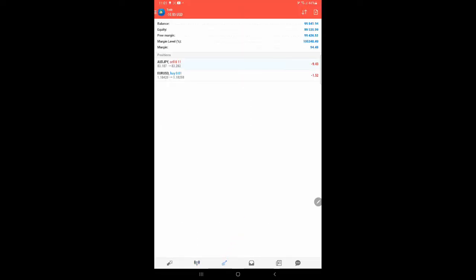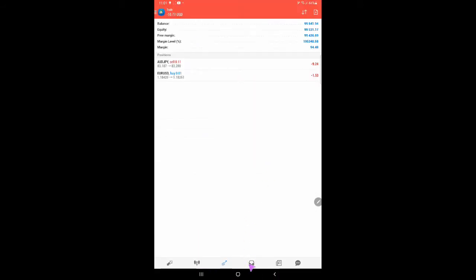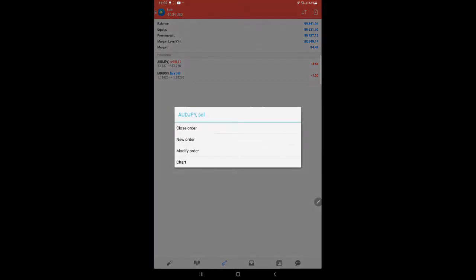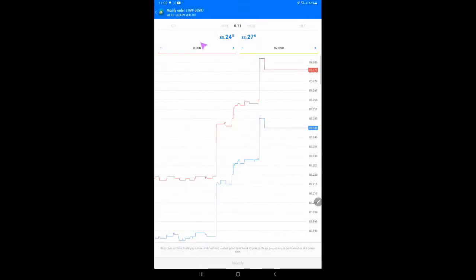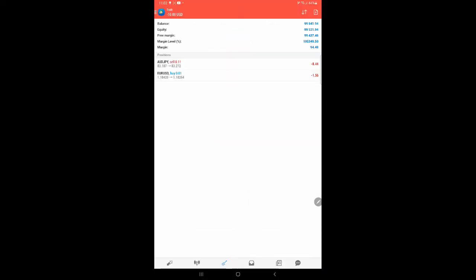So I will go back to my trade. I'll hold it. I'll modify. I forget that figure. Let me use 83.460. So I'll do 83.460. Modify. This is my take profit. Sorry, stop loss. 83.46. I'll click modify. See, I've modified my order.